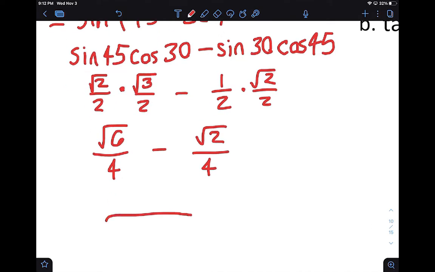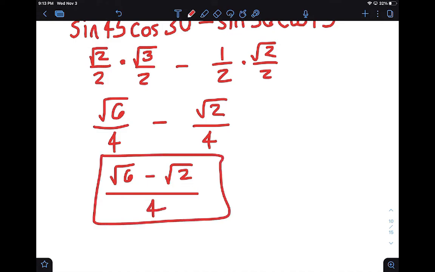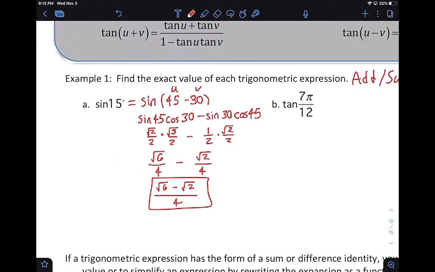And then one step here, it doesn't make it that much different, but you can write the numerators together like that. And I think most of the time teachers like you to leave it like that. Square root of 6 and square root of 2, since they don't have the same thing inside the radical, you can't really combine those. So that is doing one of those in terms of degrees.